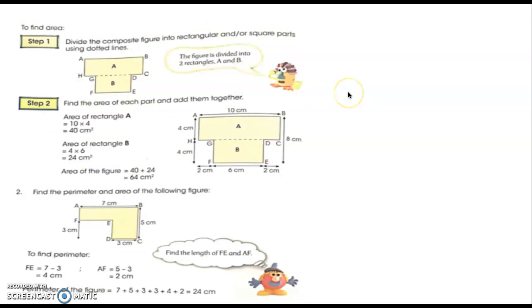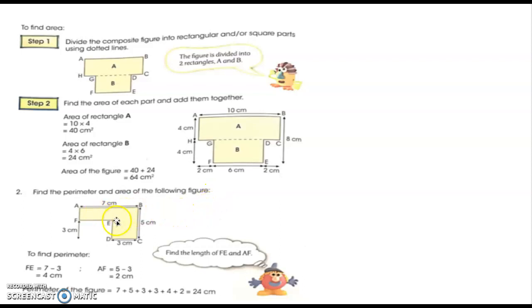Now to find the area, I said just divide the composite figure into simple ones, like rectangles. So rectangle A, you know this length into breadth is 40, and length into breadth again 6 into 4, and then you add them. All right, now this one: find the perimeter and area of the following figure.